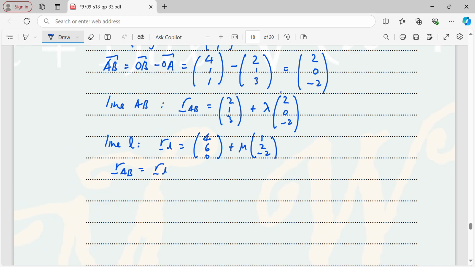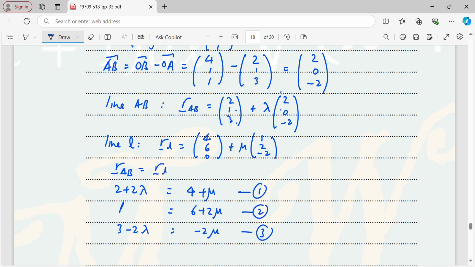So now we open the bracket. So 2 plus 2 lambda. Then 1 plus 0 lambda, so 1. Then after that, 3 plus negative 2 lambda, so 3 minus 2 lambda, equals, my r_L will be 4 plus 1 mu, so 4 plus mu. Then 6 plus 2 mu. After that, 0 plus mu times minus 2, so minus 2 mu. Let these be 3 equations.